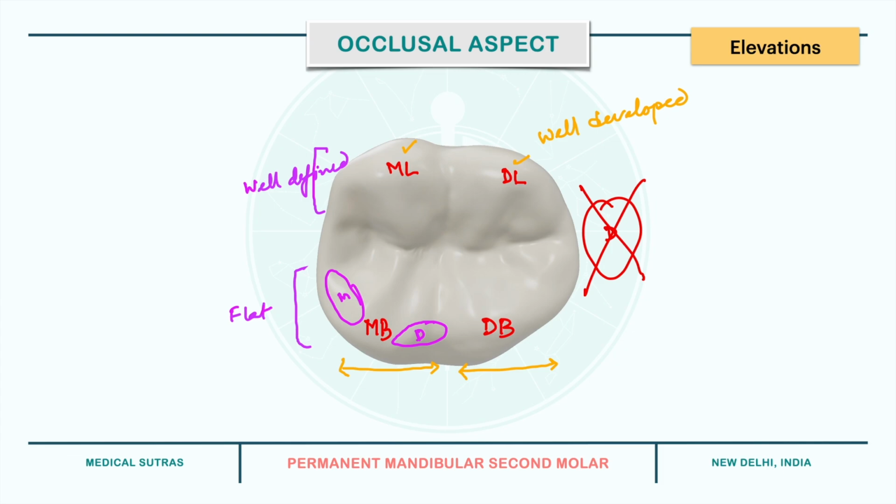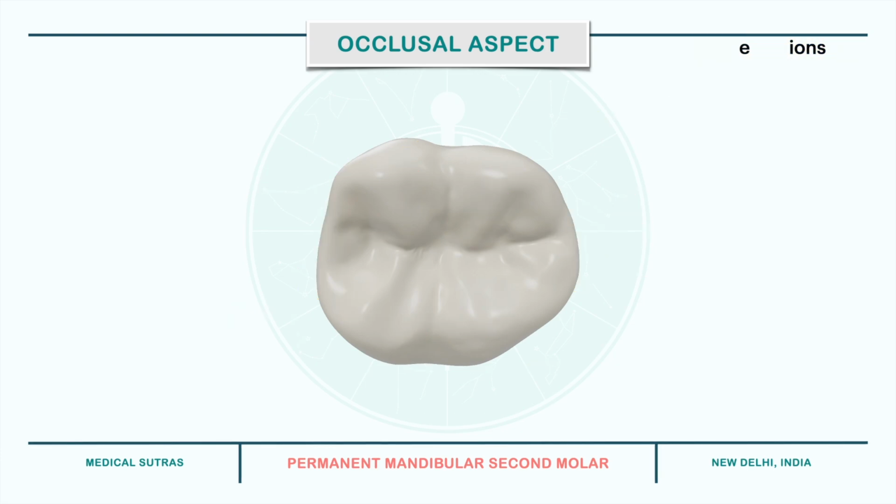Also, each cusp presents a triangular ridge that converges towards the center of the occlusal surface. Lastly, we have the mesial marginal ridge and distal marginal ridge. These are well developed and form the mesial and distal boundaries of the occlusal surface respectively. Now moving on to the depressions. The permanent mandibular second molars present two fossae that include the mesial triangular fossa present distal to the mesial marginal ridge and distal triangular fossa present mesial to the distal triangular ridge.